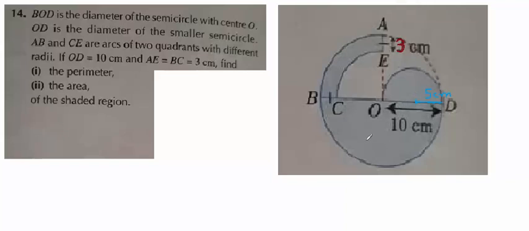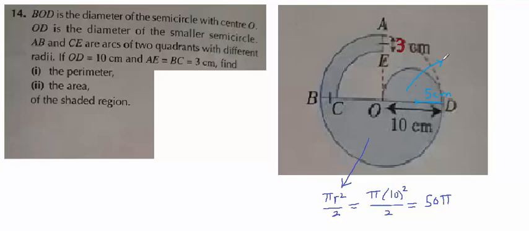So this semicircle will have the area pi r square divided by 2, which means it will be pi times 10 square divided by 2. So 10 square is 100, divided by 2 is 50, so it is 50 pi. So 50 pi is the area of this part. Now this time I am solving the area first and then we will do the perimeter.